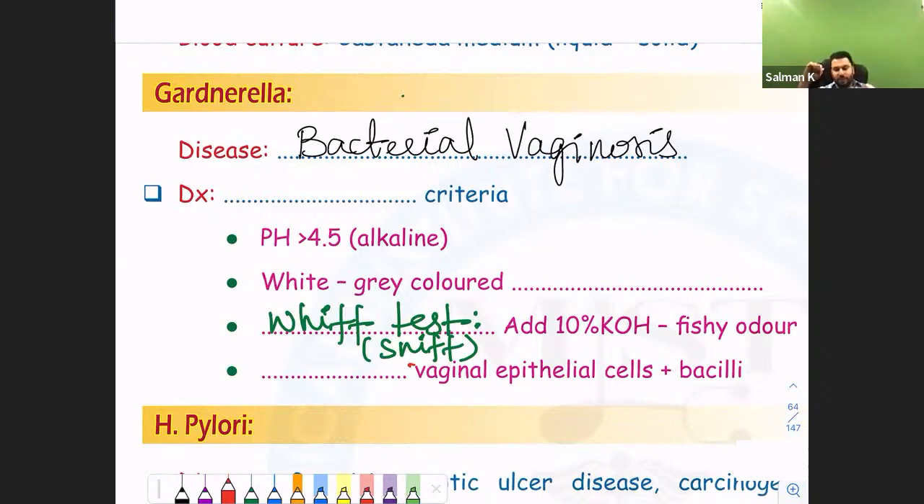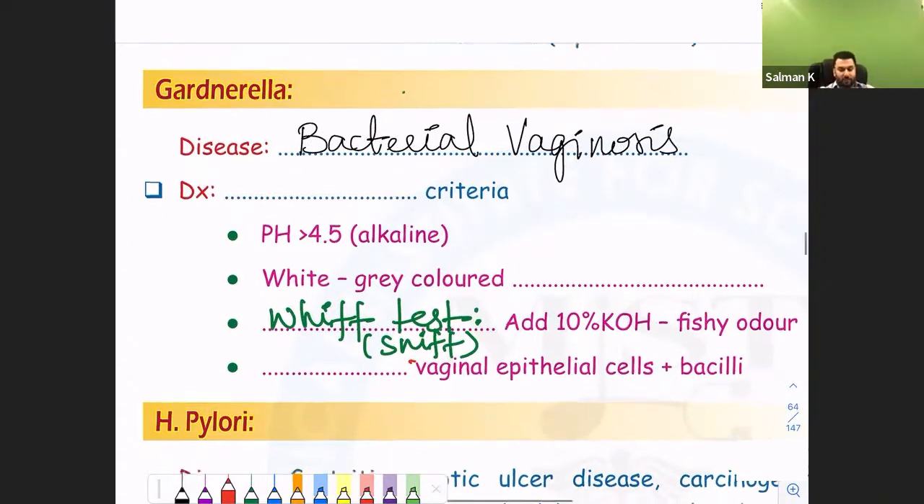You must have learned Amsel's criteria, and by now you should be thorough in this already. It's an important question. pH is alkaline in the Amsel's criteria, then only Gardnerella comes. Next, discharge is seen. There is the whiff test, which gives you a fishy odor when you add 10% KOH, and clue cells. Clue cells. So those are all the things that you should be familiar with.